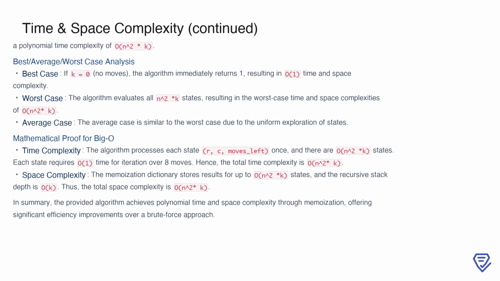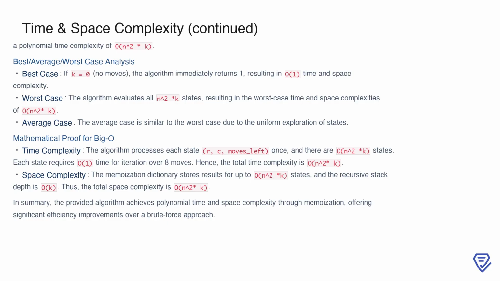The algorithm's best, worst, and average case complexities further highlight its efficiency. In the best case, if k equals 0, meaning no moves are made, the algorithm immediately returns a result with a time and space complexity of O(1). In the worst case, the algorithm evaluates all possible n²*k states, leading to a time and space complexity of O(n²*k). The average case is similar to the worst case because the algorithm uniformly explores all reachable states.